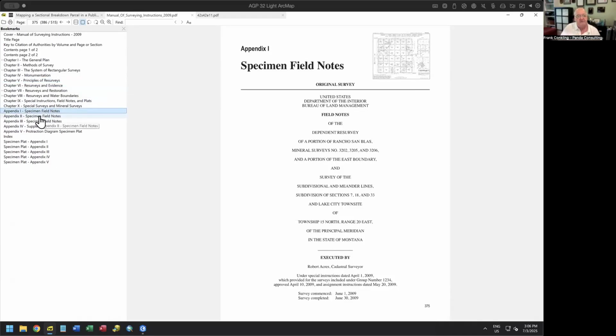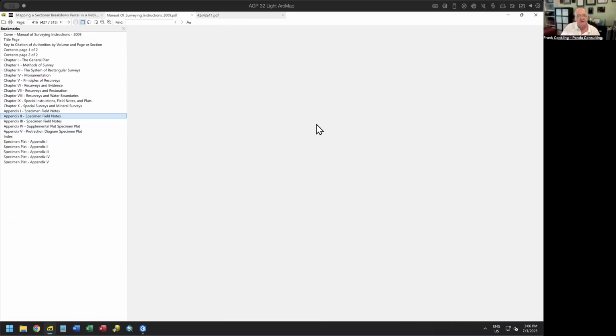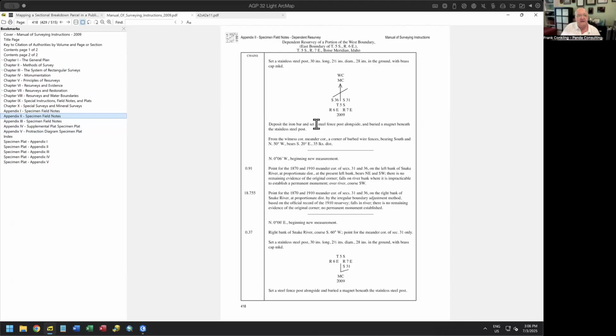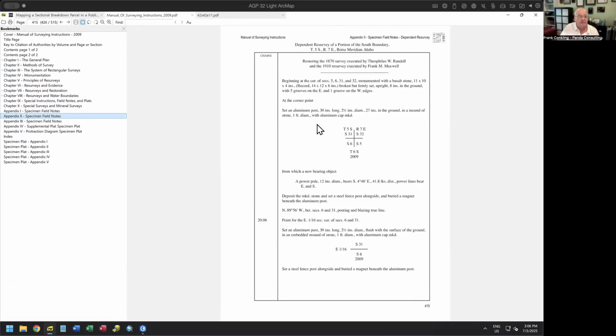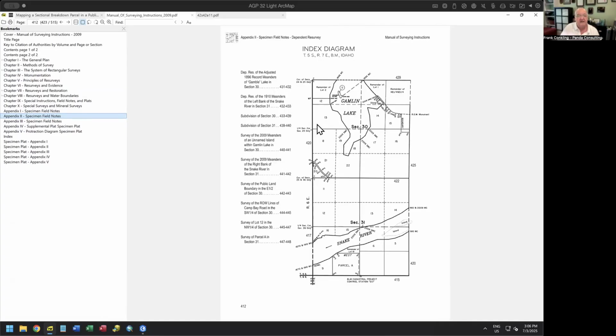They have specimen field notes in here, what some of the field notes look like, that sort of thing to show you. Again, this is a great book if you're doing any mapping or any surveying inside the public land survey system. This is a free PDF.